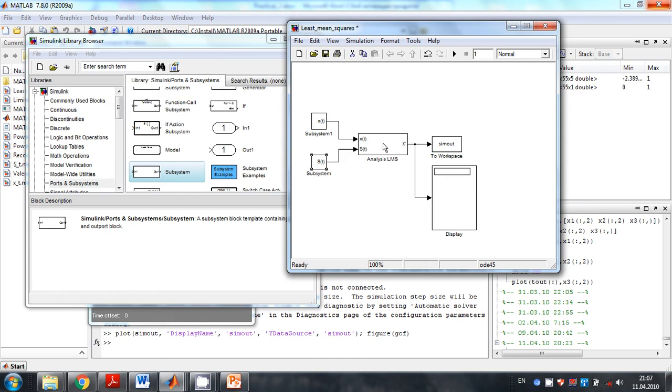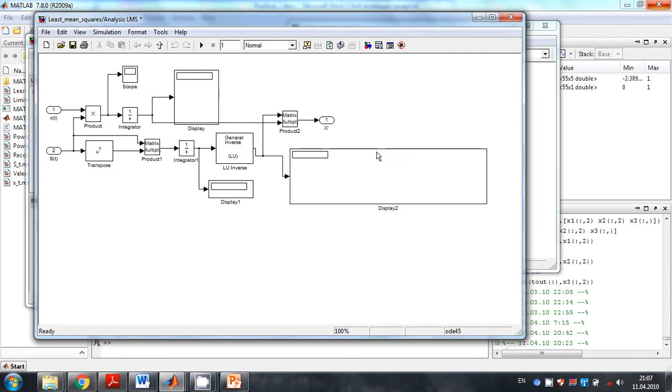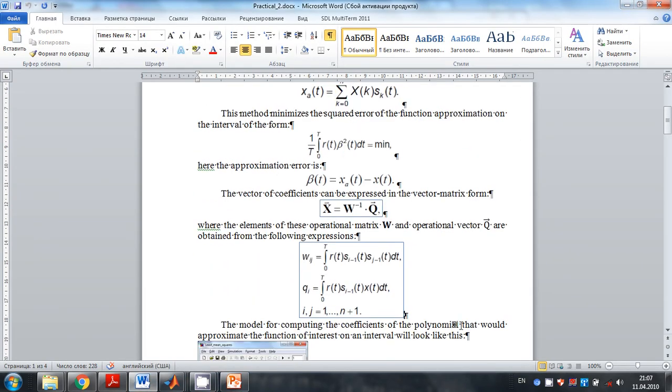Now it looks a little bit complicated, but if we take a closer look at these elements, it exactly follows these two equations. Here we have two branches. The first branch is for finding these W's, elements of the matrix W. The second branch is for finding these Q's. In the first branch, where we obtain the elements of the matrix, we multiply all the basis functions by themselves. So we multiply every basis function by every other basis function and integrate things.